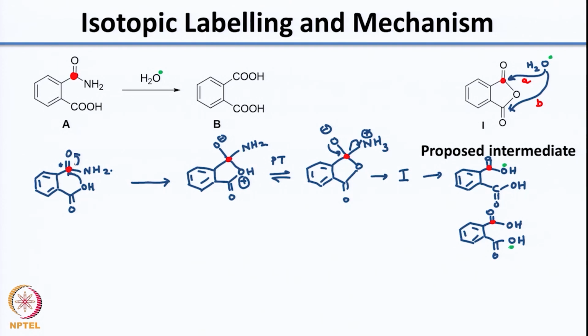Now, looking at this, you would get two different products. So, now that you get two different products, you can say that it goes via a symmetric intermediate. Had it been a direct attack of the water to CONH2, this would have been the only product. But since you are getting two products, it indicates that it is going via the symmetric intermediate I.